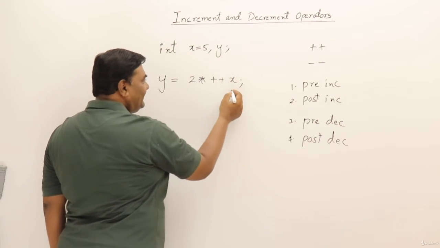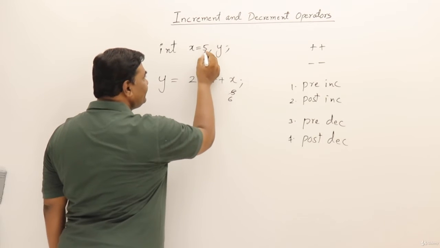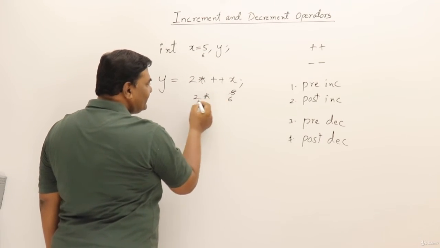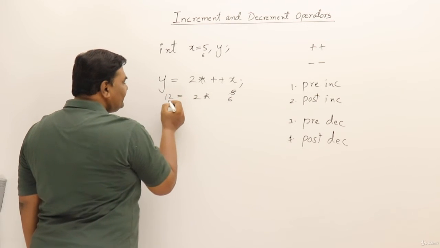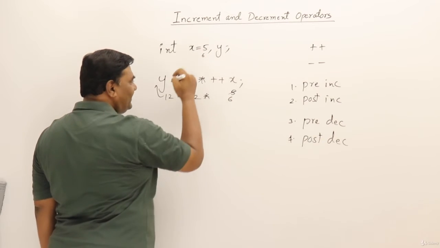See, x is 5 now, so this is 5, but plus plus, so x becomes 6, so this value becomes 6. Then 2 into 6 is multiplied, so 2 6 12. So y will have the value 12 and x will become 6 instead of 5.